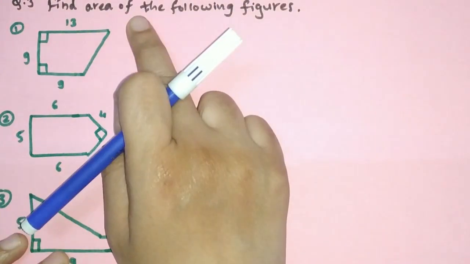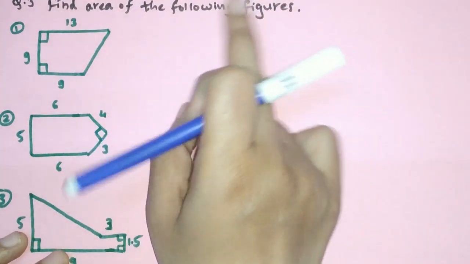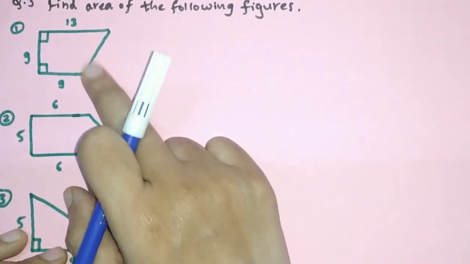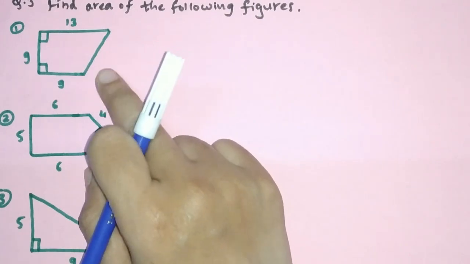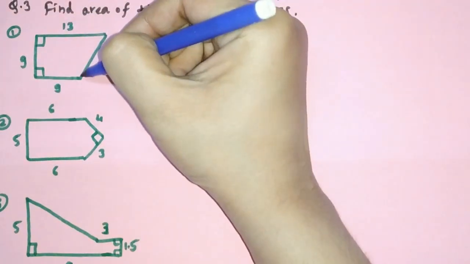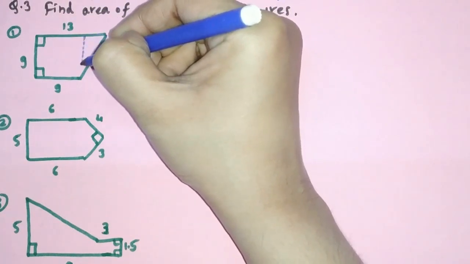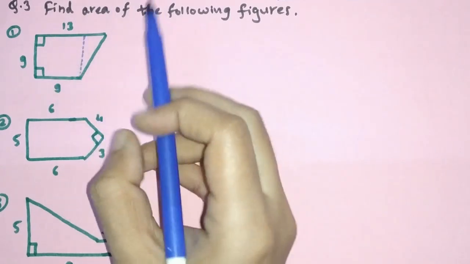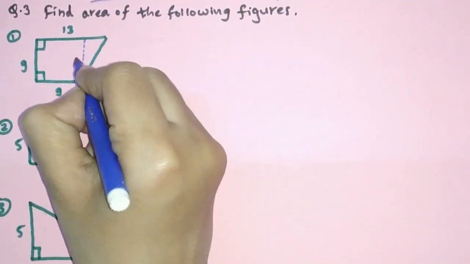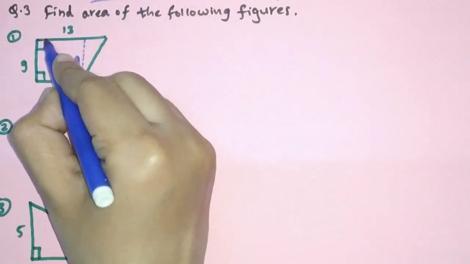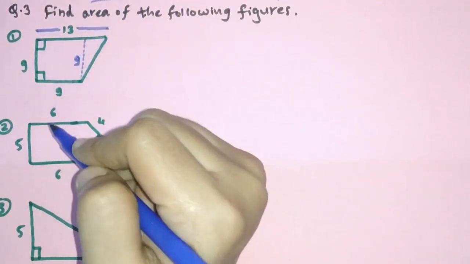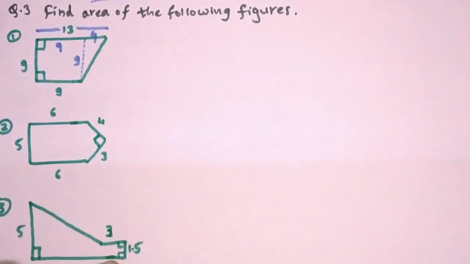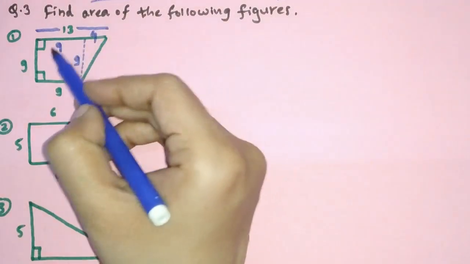Now moving to the next question, find the area of the following figures. So here this is the figure. In this, we have to find out the area. First of all, if you notice clearly, I am going to draw a dotted line here. So it becomes one triangle and one square shape. This side is 9, this side is 9, so this is also going to be 9. And this complete side is 13. If I remove this 9, the remaining is going to be 4 here. Got it? This is a triangle and this is a square.